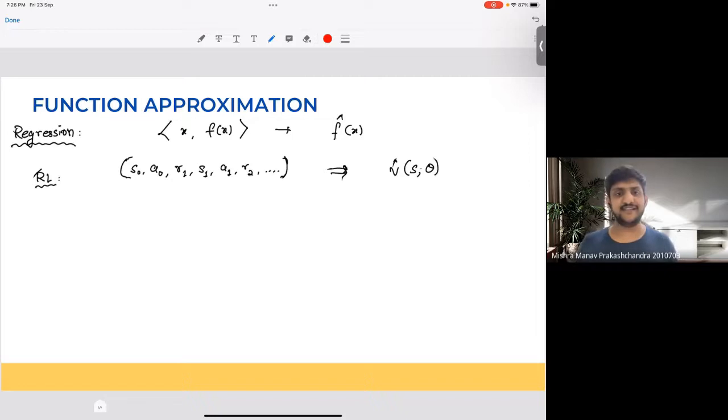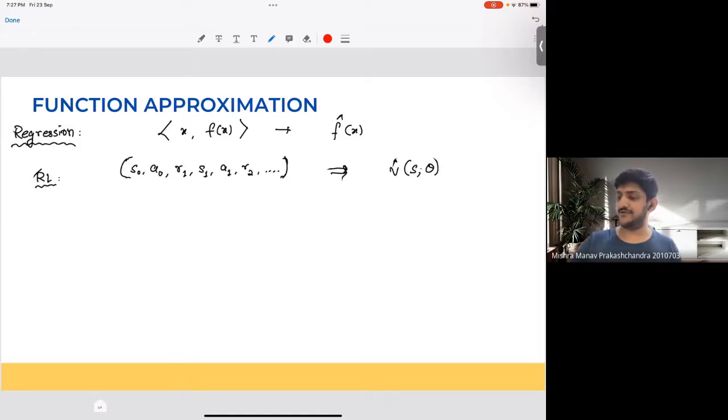But in reinforcement learning, instead of the x and f of x data, you have access to the trajectories that you have followed, right? If you're doing on-policy sampling, you have access to a trajectory. The trajectory looks like this: S0, A0, R1, S1, A1, R2, and so on till you reach the terminal state. And from that trajectory, I'm trying to estimate my V hat. So I want to represent this RL information in terms of my regression data, right?